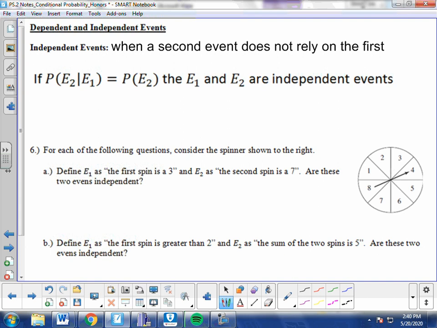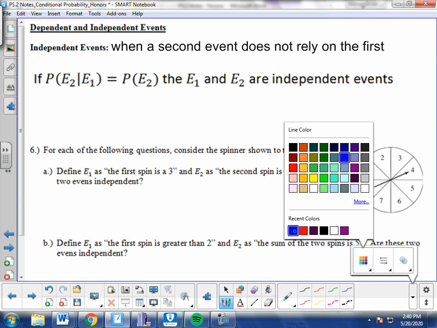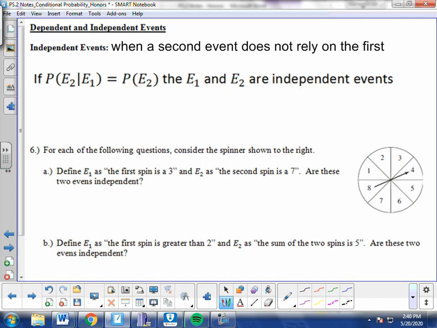So conceptually, we might say yes, these are independent events. But let's go ahead and take a look at this from a mathematical or algebraic perspective. So the probability of event 2 given event 1. Remember, that's the probability of event 2 and event 1 over the probability of event 1.